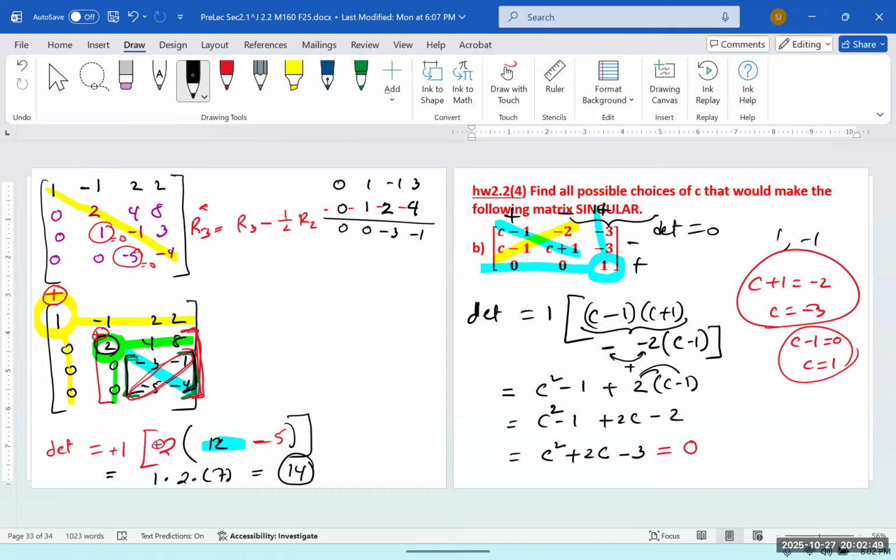Start with F. You don't need any formula. Factoring. There are already 2 numbers multiplied to negative 3 and combined to positive 2: positive 3, negative 1. So C plus 3 equals 0 gives us C is negative 3, which was given by Elsa. C minus 1 equals 0 gives C equals 1, which was given by Mehra.